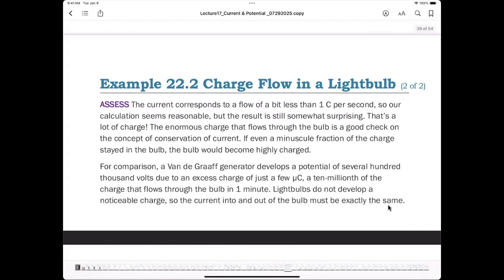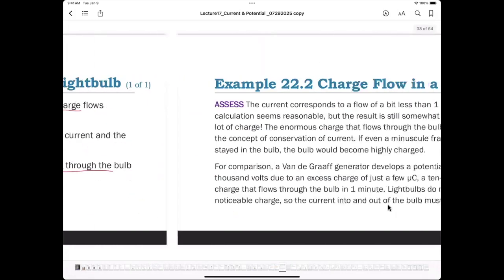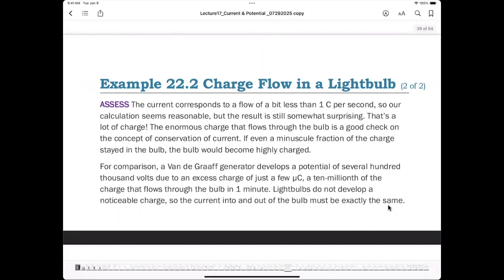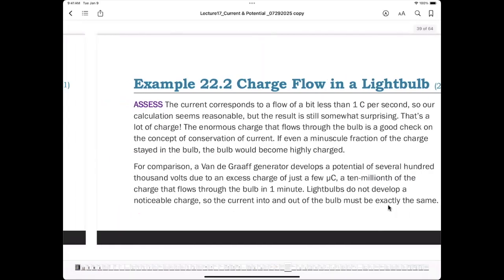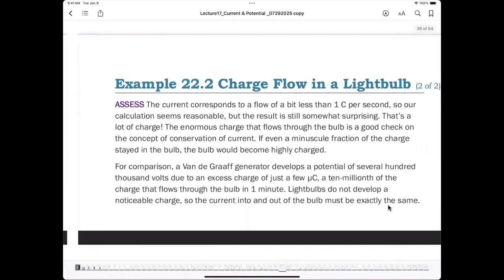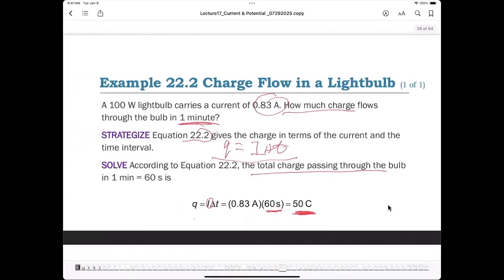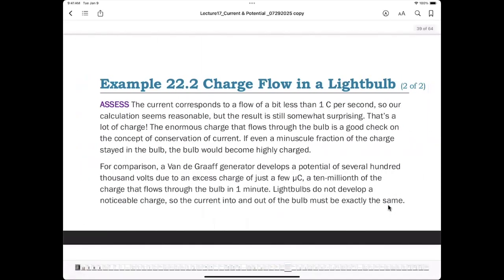Let's assess this result. The current corresponds to a flow of a bit less than 1 C per second. You can see here it is smaller than 1A. So our calculation seems reasonable, because we know the household current is around 1A.